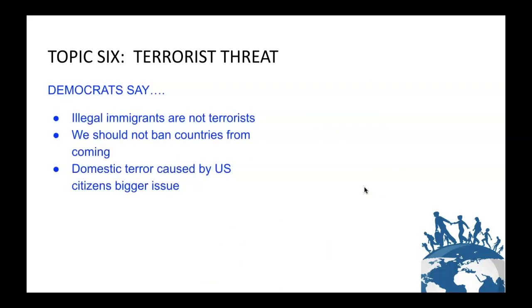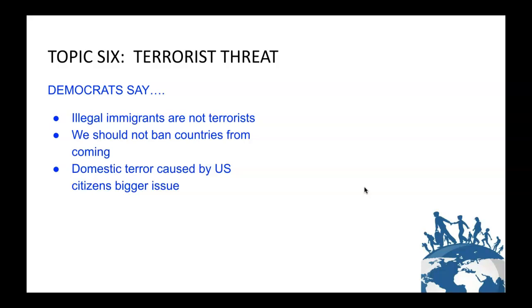Democrats say that illegal immigrants are not terrorists, they're human beings like you and me, and we should not ban other countries from coming to the United States, whether they be Muslim majority countries or countries of a certain ethnic makeup. All countries should be welcomed, and no caps or limits should be placed on any of them at any time. Democrats are also quick to point out that domestic terror caused by U.S. citizens is a bigger issue than domestic terror caused by illegal immigrants.